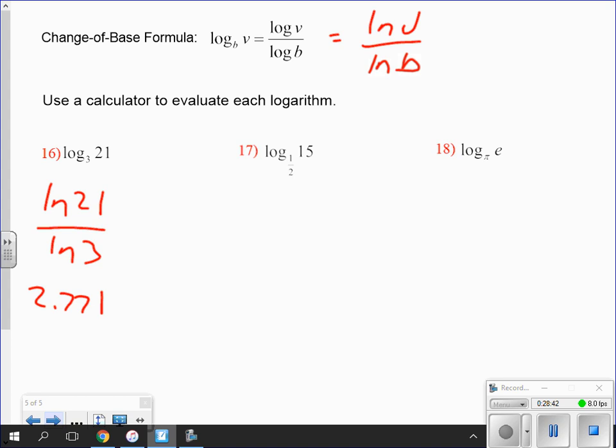This one would be natural log of 15 divided by the natural log of 1/2, which I would do as 0.5 on your calculator. It doesn't really matter. You get negative 3.907.